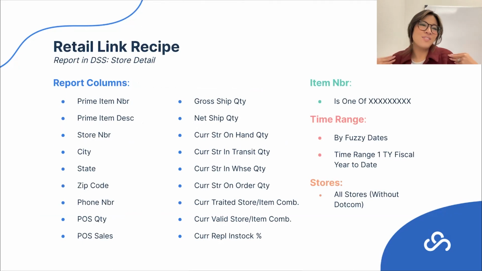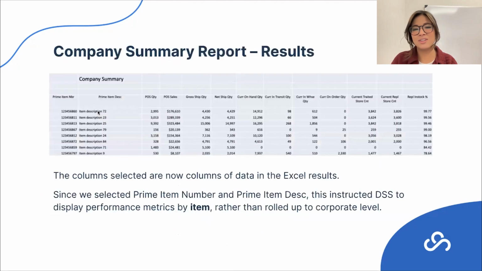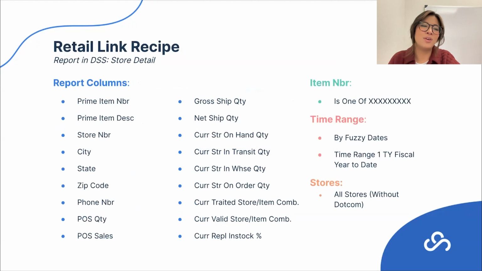So for me, I kind of cheat a little bit, and I always just default to store detail, because if you don't put store number in as a column, you're just going to get item level data. So it's going to look like this anyway. So again, as you kind of learn the shortcuts, I almost exclusively use store detail, because it allows me to filter up to company summary anyway. So if that's a shortcut for you guys, more than welcome to use it. So you can utilize item numbers.